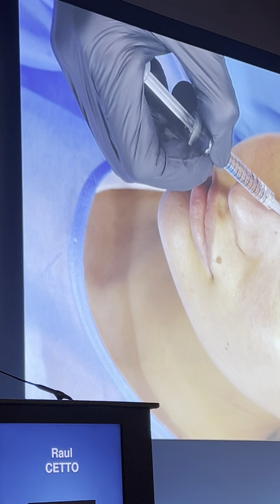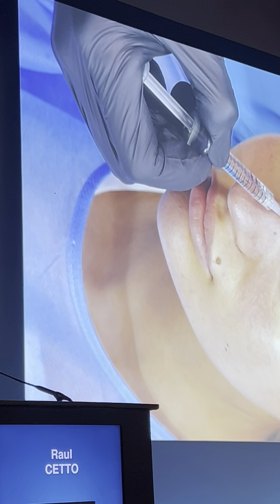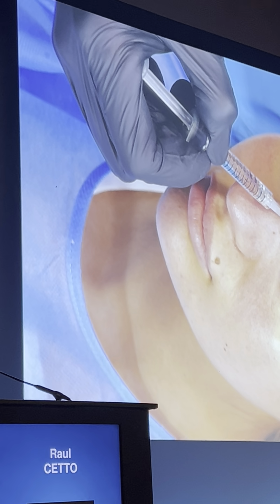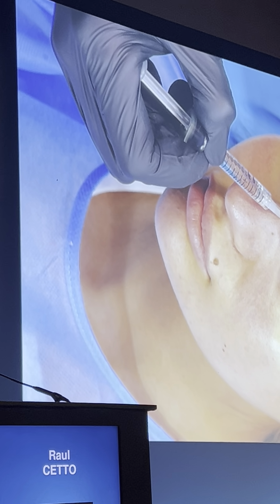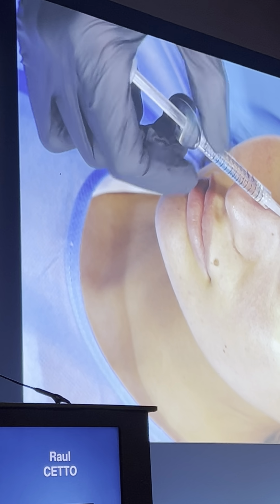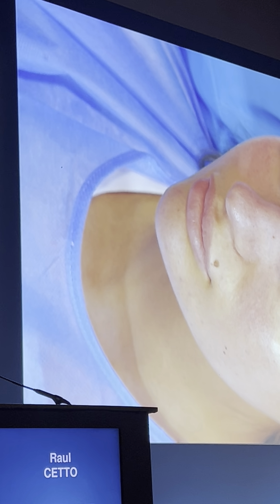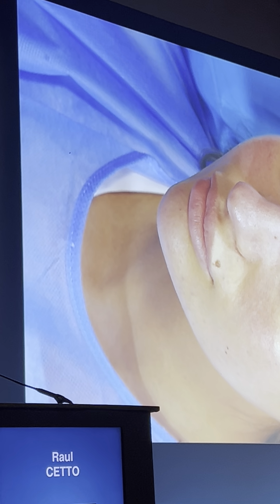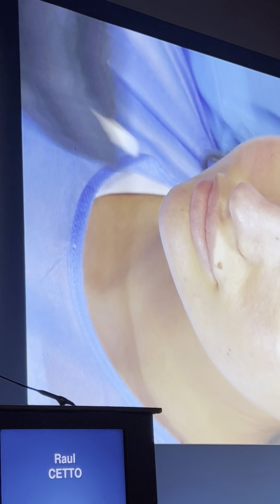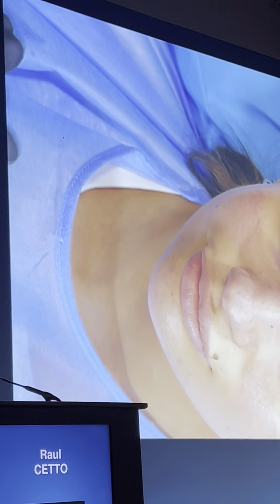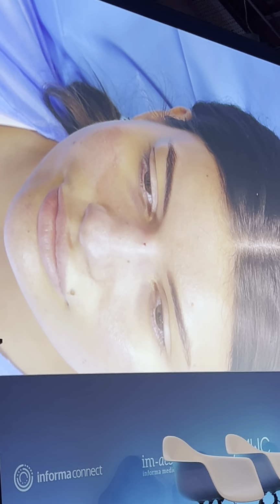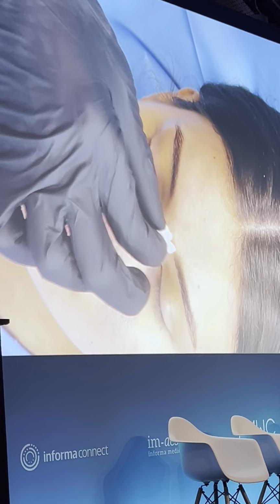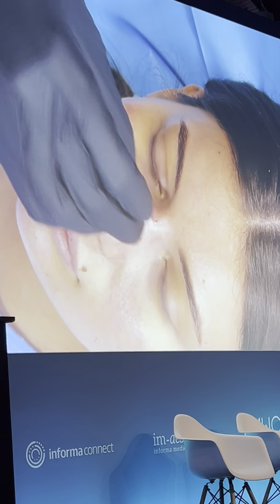I don't decant the product. I use the product exactly as it comes from the syringe. I did change the needle ever so slightly. If we can put another needle on it. The needle that usually comes with this product is a 25 gauge 2-inch needle. That, in my opinion, is too big for the nose.